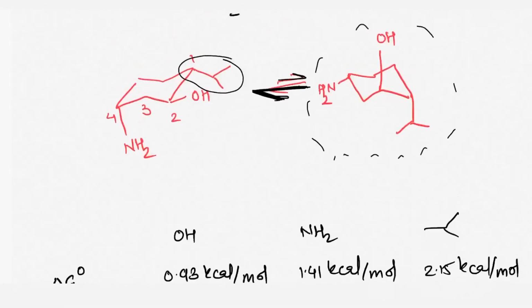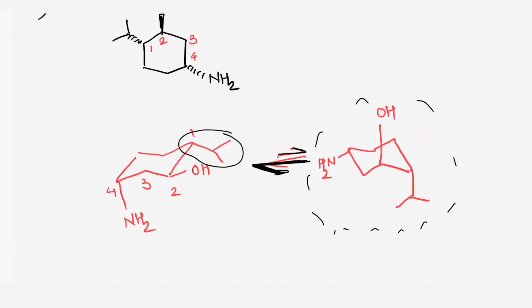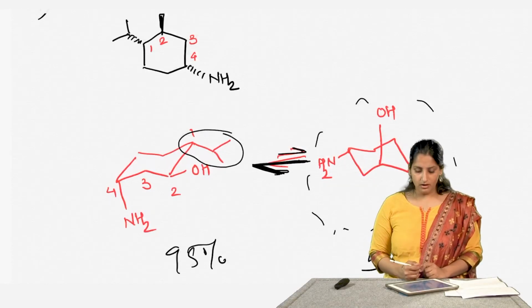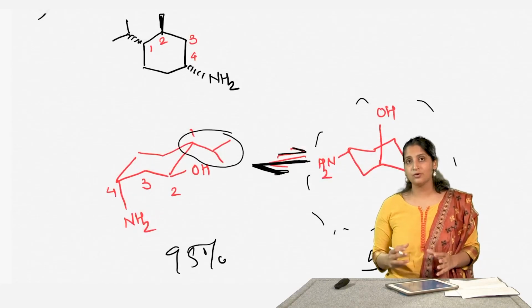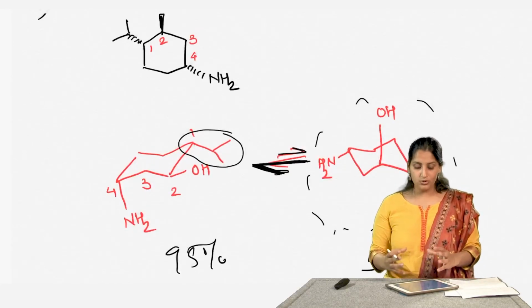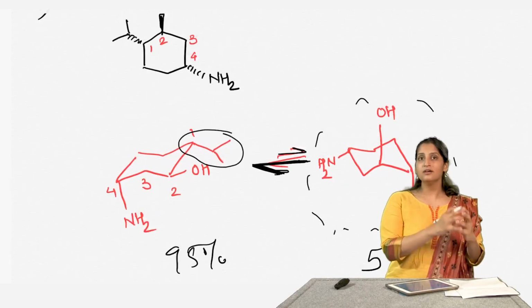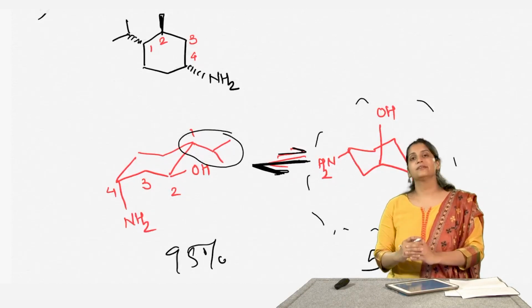So, if I really look at this chair flip, 95% of the molecules around are going to be in the first conformation, whereas only 5% of the molecules will be in the second conformation. So, you can imagine that just to put that isopropyl group in the equatorial position, what the molecule wants to do is it wants to be in the first conformation rather than the second one.